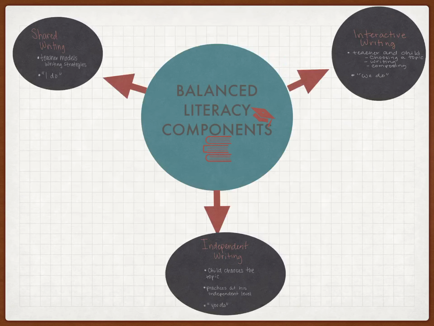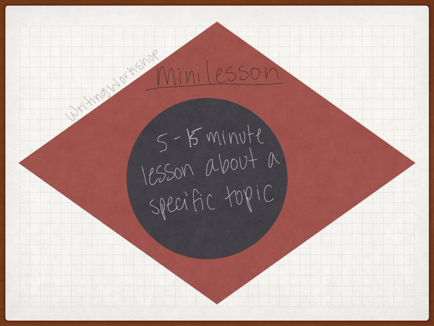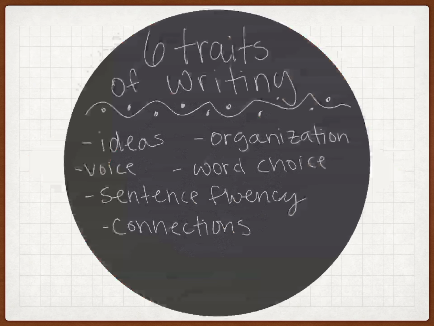The next one would be interactive writing. And so the interactive writing component is the teacher and the child or the student. And they choose a topic and they work on the topic together. And this is essentially like the we do. And so I connected this again with the mini lesson and with the 6 traits.